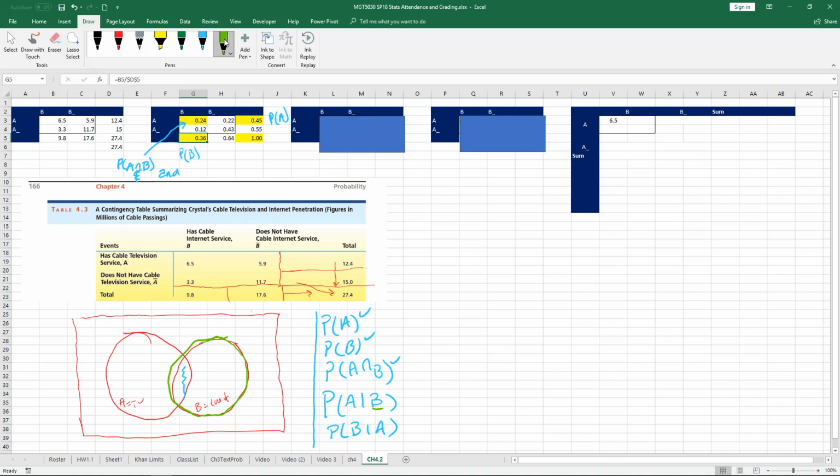So the proportion that we're going to have is going to be 6.5, and this comes right from the book here, over the total B. This is the probability of B. Remember, I have it written down here. Okay, so probability of B is 9.8. So there's 6.5 million customers compared to 9.8. Okay, and that's probability of A given B. That's what we get there.